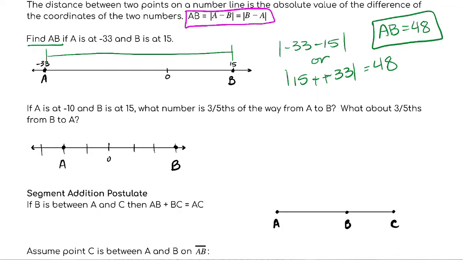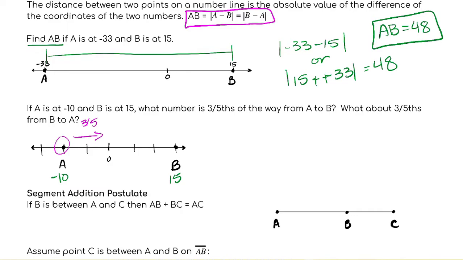Here is another example, but on this one, rather than wanting the full length, we are wanting to talk about fractional distance. This means we're going to go part of the way between one to another along the number line here. So we've got A, which is at negative 10, and we've got B that's at 15, and it says what number is 3/5 of the way from A to B. So we need to know we're going to start at A and go towards B 3/5. So I have to think about what that amount is.